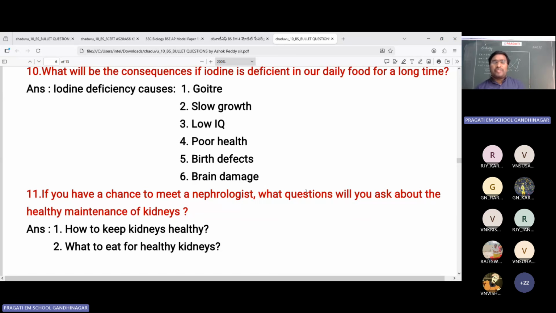Okay, if there is iodine deficiency in our daily food for a long time, what will happen, children? The main consequences of lack of iodine are goiter, slow growth, low IQ levels, and poor health. If there is a lack of iodine in a child, birth defects will come, and brain damage will also occur. Okay, these are the 6 deficiency diseases.